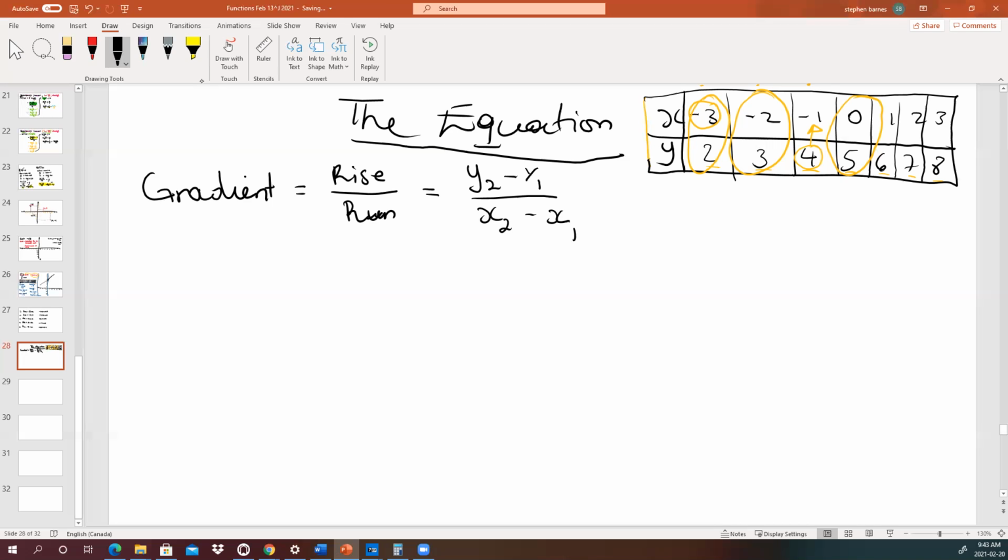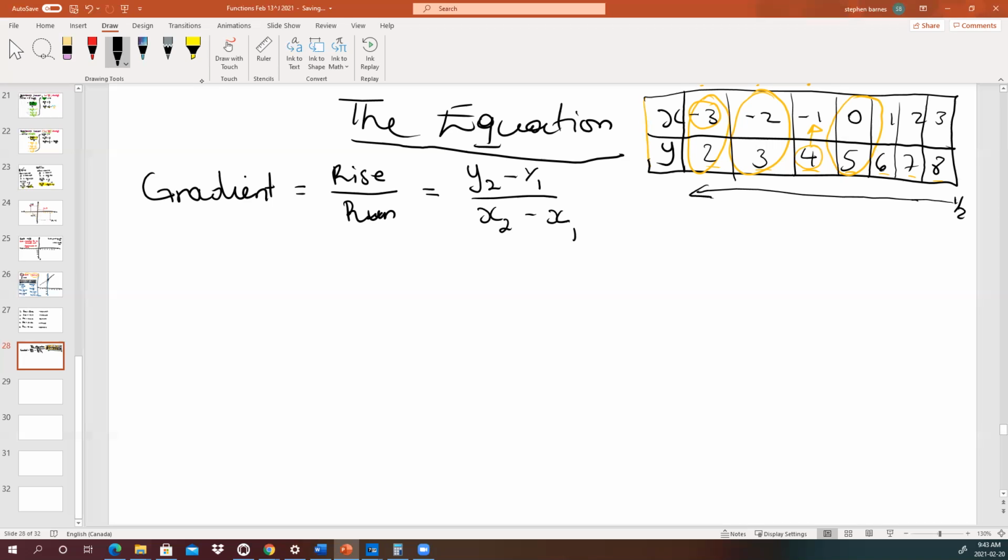y2 tends to be the larger one. So y2, you pick your y2 from somewhere down this end, and y1 would come from down this end, right? So y2 would be the bigger of the numbers, y2 and x2, and you'll see why when we look at it on the graph. All right.